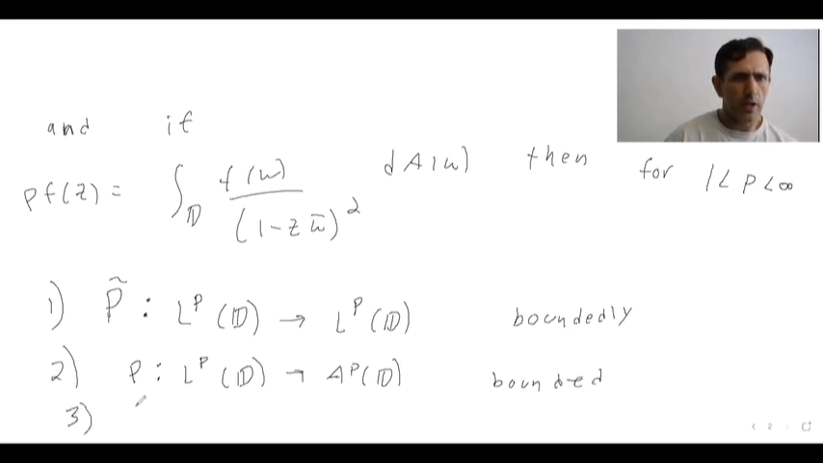And 3, we certainly know 2 is true for p equals 2 because it is the orthogonal projection from L^2 to A^2. And we know when p equals 2, P restricted to A^2 is the identity because it's an orthogonal projection from L^2 to A^2. And that's true in this setting too. This is just the identity.